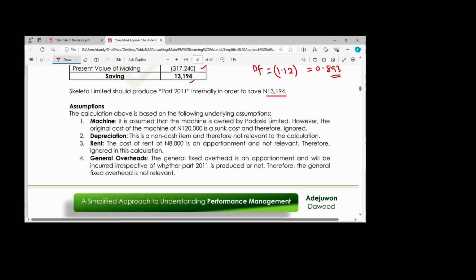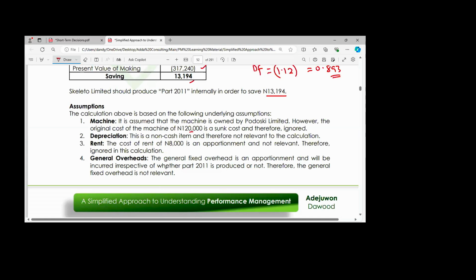We said that it is assumed that the machine is owned by Podolsky, in this case, KK Limited. However, the original cost of the machine of 120,000 is a sunk cost and therefore ignored. Depreciation is a non-cash item and therefore not relevant to the calculation.